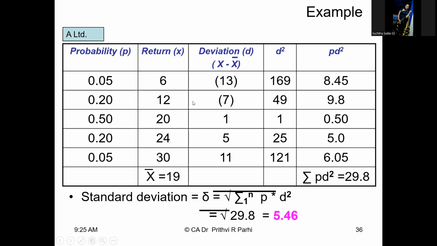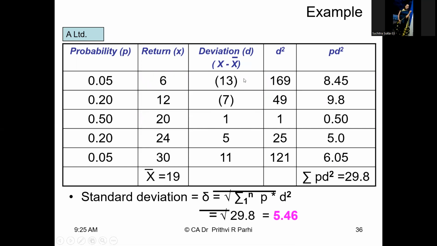Now the next step is to compute the risk. Next step is that we have to compute the deviations. What are these deviations from the standard? You see, this is the standard, and this is the possibility. So this possibility minus the standard. So 6 minus 19, we'll be getting minus 13. 12 minus 19, you'll be getting minus 7. 20 minus 19, you'll be getting 1. Okay, positive. So these are the deviations.